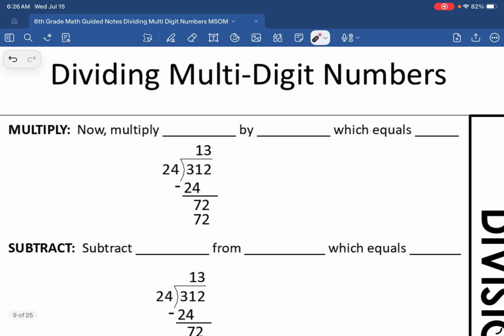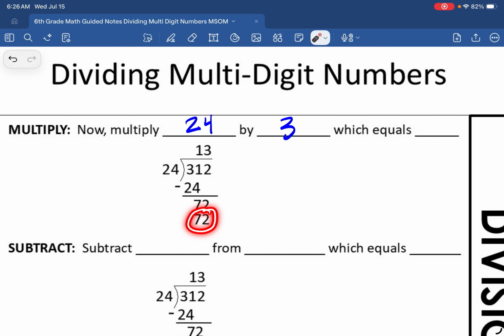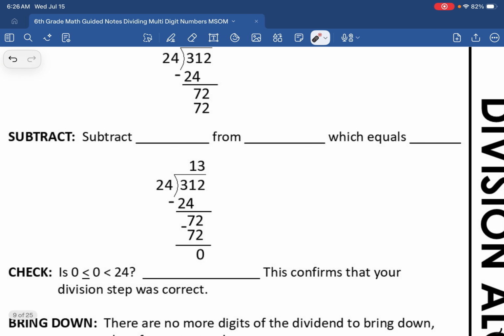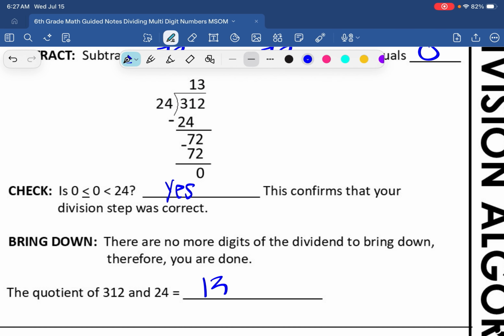So now multiply. So I'm going to multiply 24 times 3, and that will equal 72. So I'm going to write 72 right there. And then I'm going to subtract. So 72 minus 72, and that gives me 0. Is 0 greater than or equal to 0? Yes. And is it less than 24? Yes. So I did that part correctly. Bring down. There are no more digits of the dividend to bring down. Therefore, you are done. The quotient of 312 and 24 is 13.